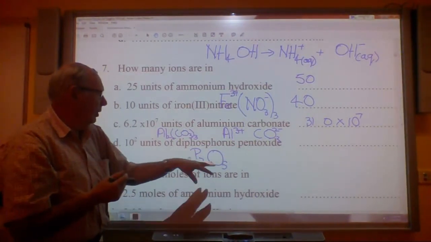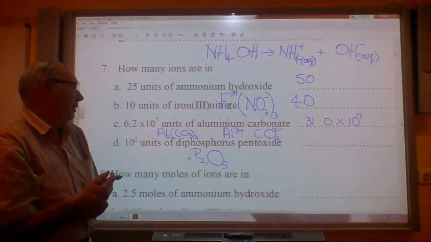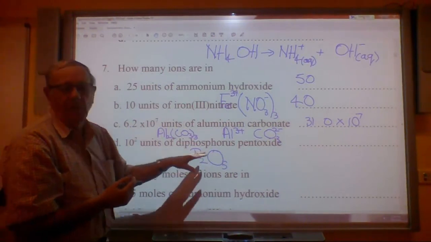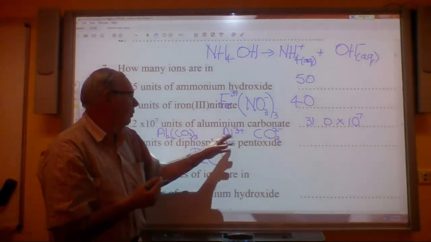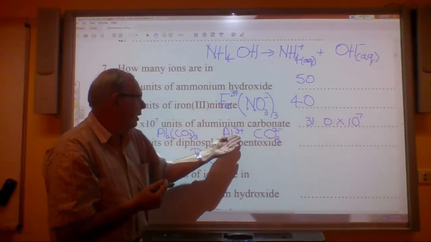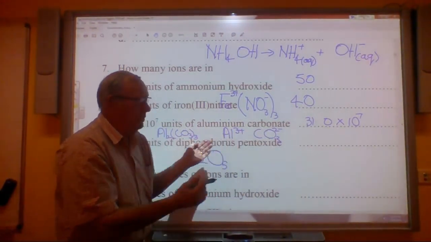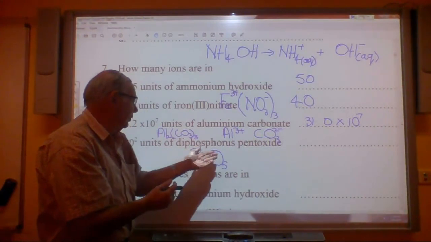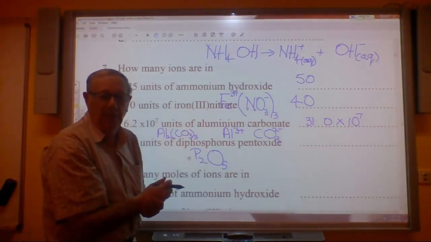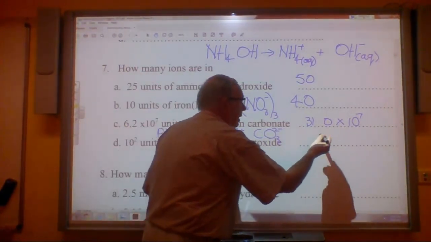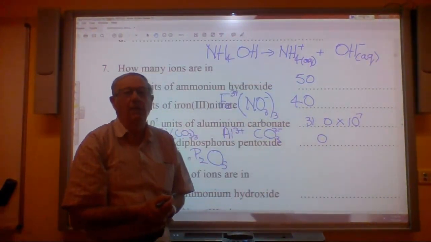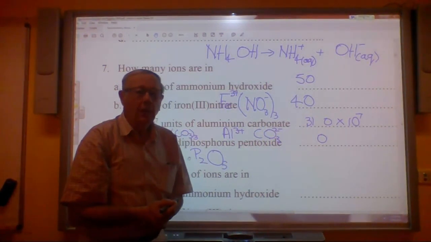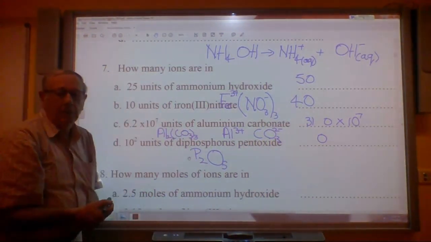It is a molecule, and it does not exist in an ionic form. In other words, a form where we have positive and negative charges attracted to each other in order to actually make that substance. So our answer here is actually 0. There's no ions in that. So that's the answers there to number 7.